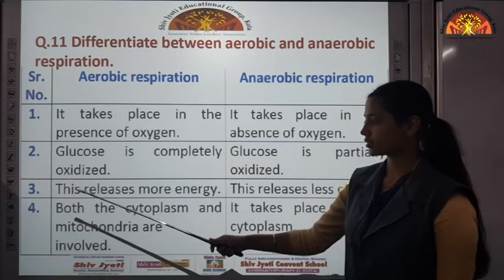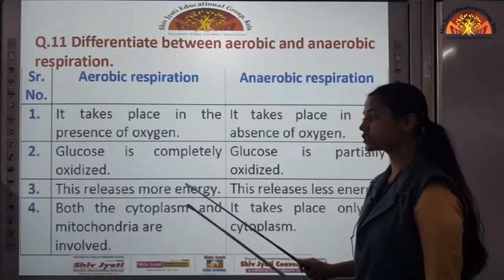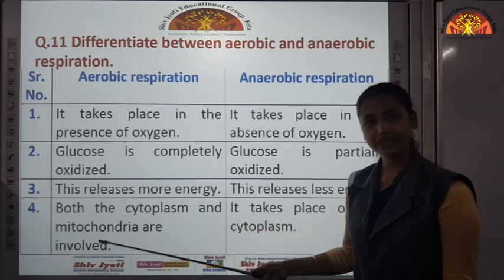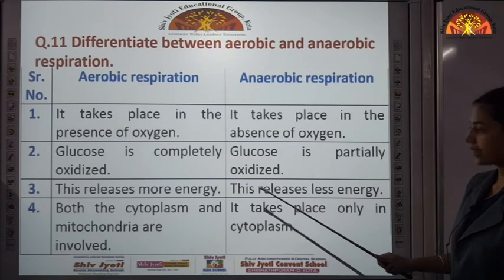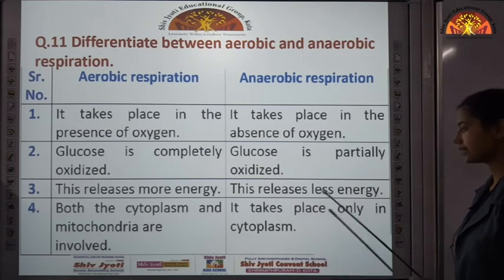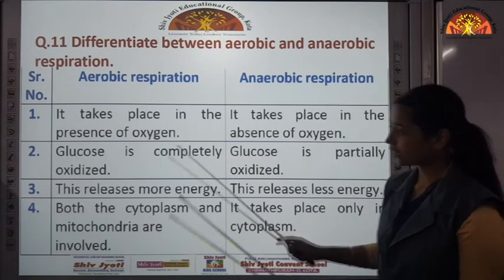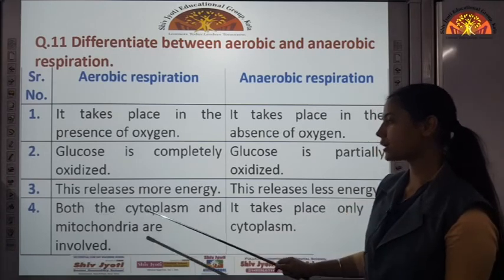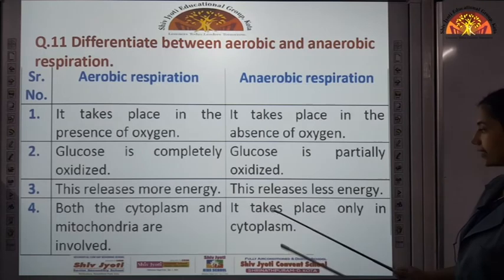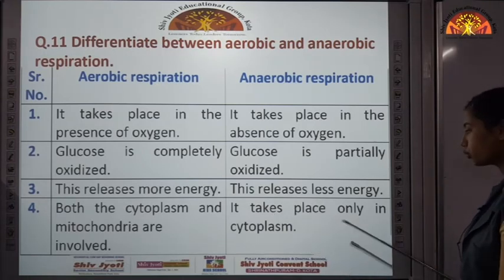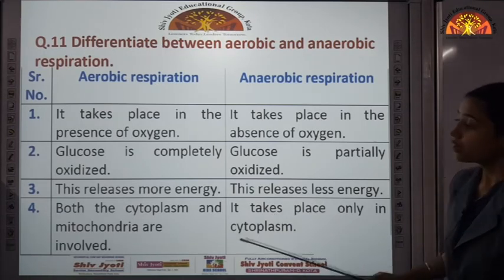Aerobic respiration releases more energy because glucose is completely oxidized. That is why we get a large amount of energy, whereas anaerobic respiration releases less energy. In aerobic, both the cytoplasm and mitochondria are involved, whereas anaerobic takes place only in cytoplasm.